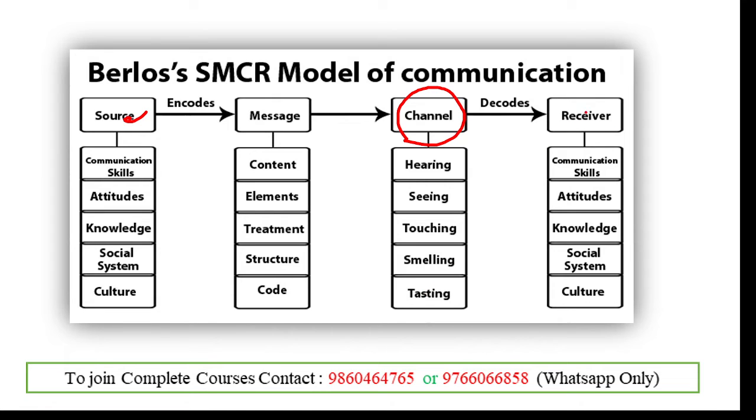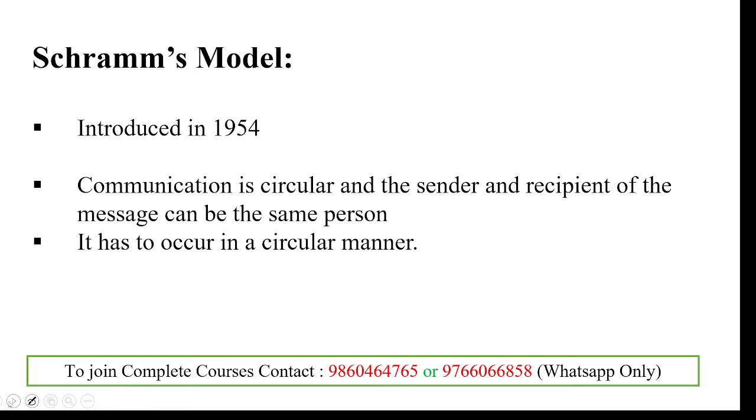Okay, so the receiver is also like the source. The receiver and the source are the two ends of the communication, so both are the same. Okay, so that's the Berlo model, introduced in 1960.